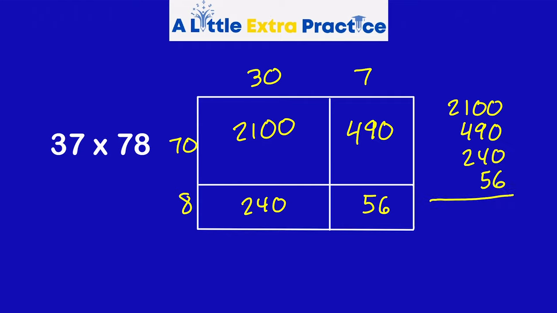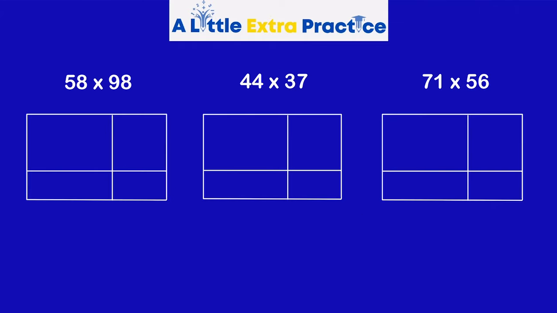Now I'm real careful to make sure the numbers are on top of each other, so I add them correctly. 6, that's an 18, carry the 1. That is 7 plus 1 is 8, 2,886. So 37 times 78 has a product of 2,886.